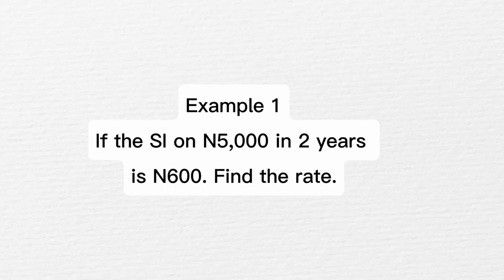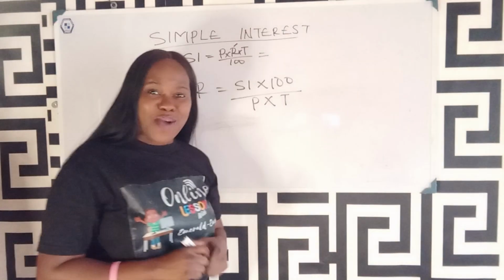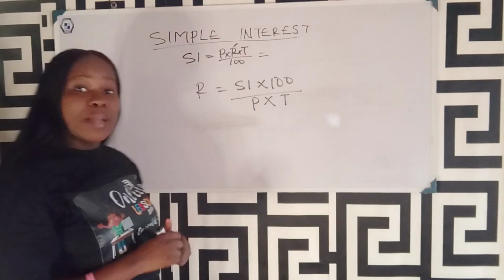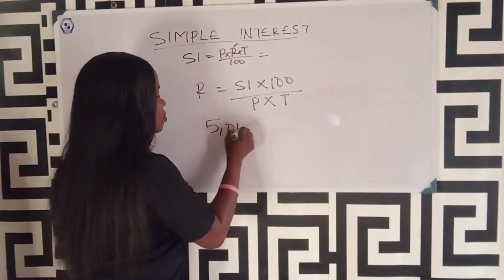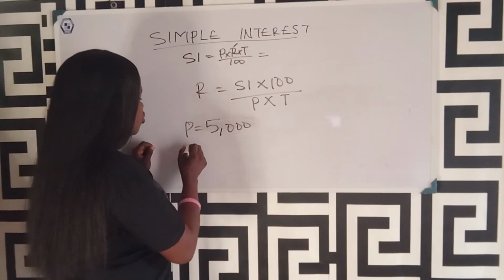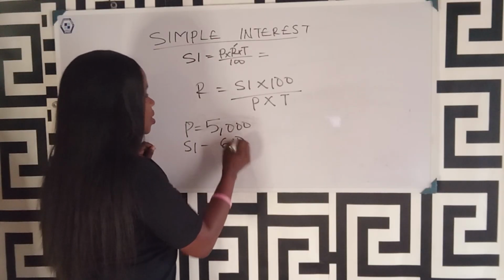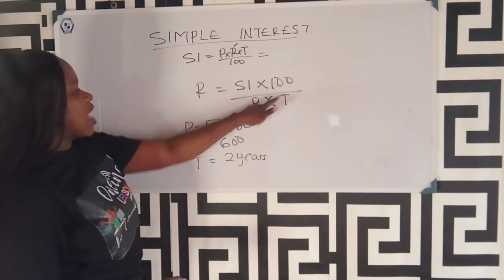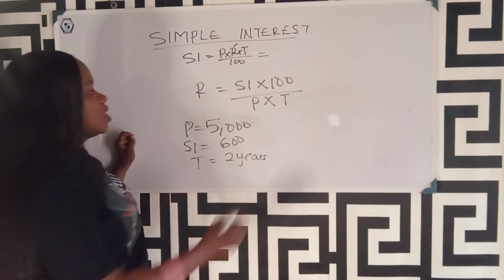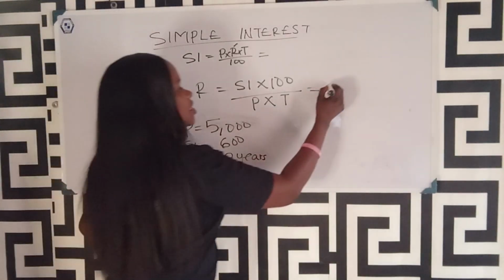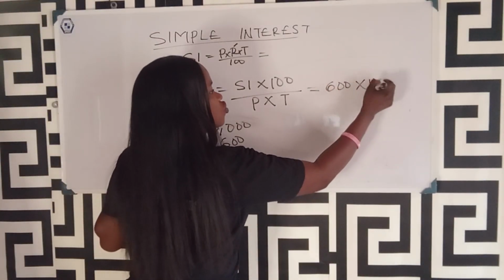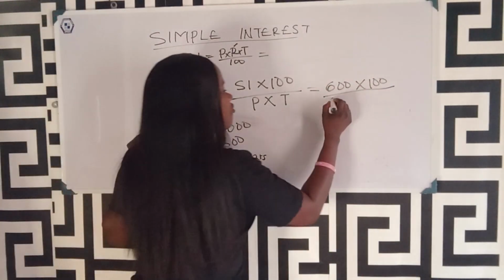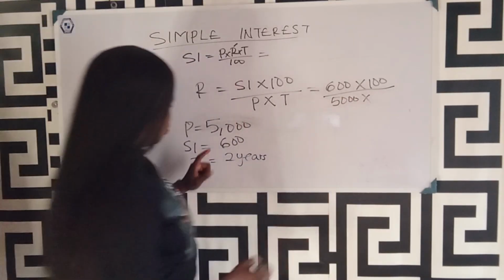So let's practice. Example 1. If the simple interest on 5,000 naira in 2 years is 600, find the rate. So from that question, what is the principal? The initial deposit is 5,000, and the simple interest is 600 and the time is 2 years. So we are just going to plug that in here and then we'll know the rate. So this is equal to simple interest is 600 times 100 all over principal is 5,000 times 2.